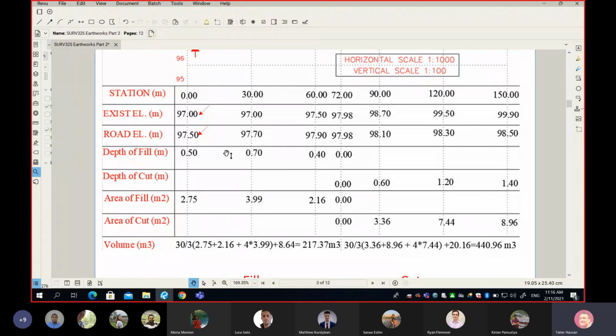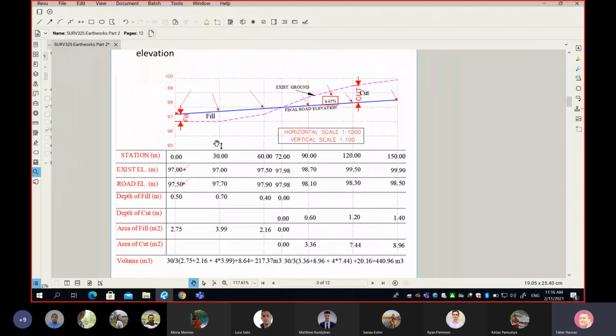So what happens here, look at my profile, look at my numbers. You can see here, this one is fill, and you can see the 0.7, which is from here to there, which we can subtract the road minus the existing ground, so 0.7, and it went here into my depth of fill row. Again, look at the profile, you can see it's 0.4.